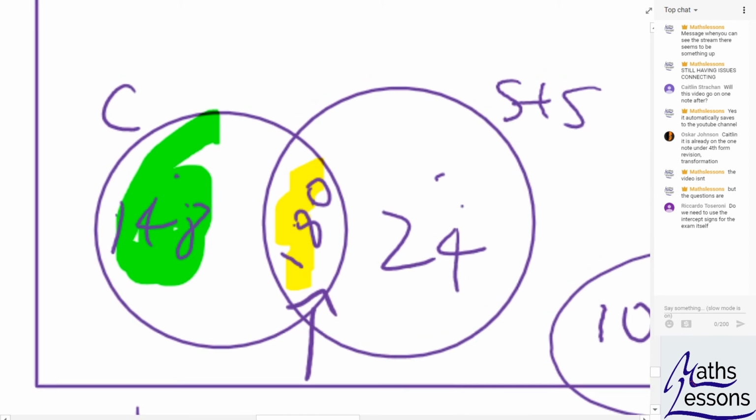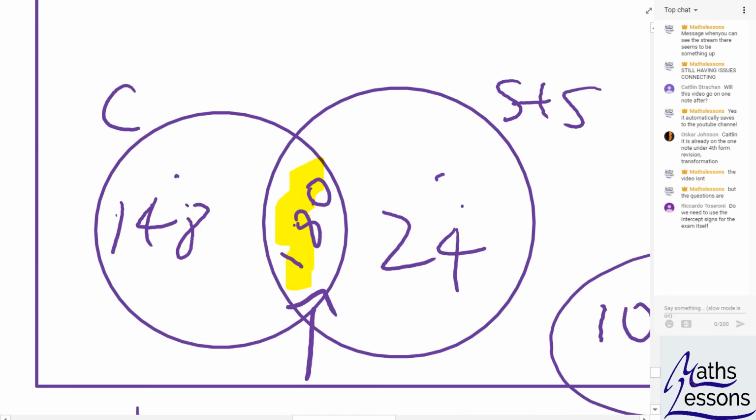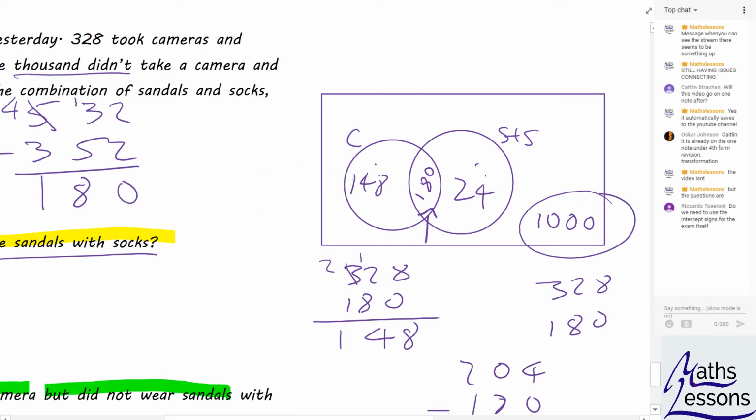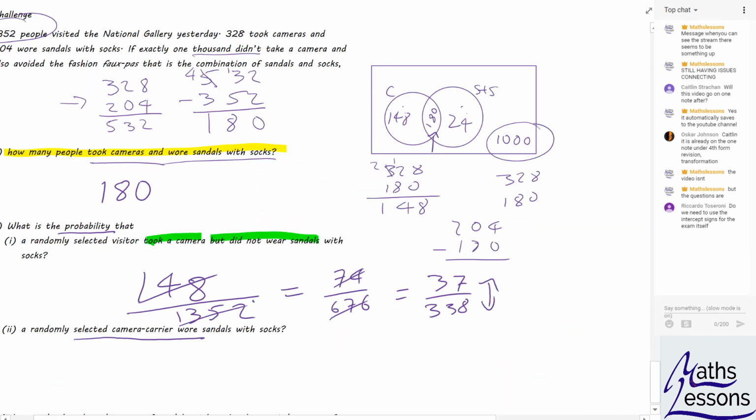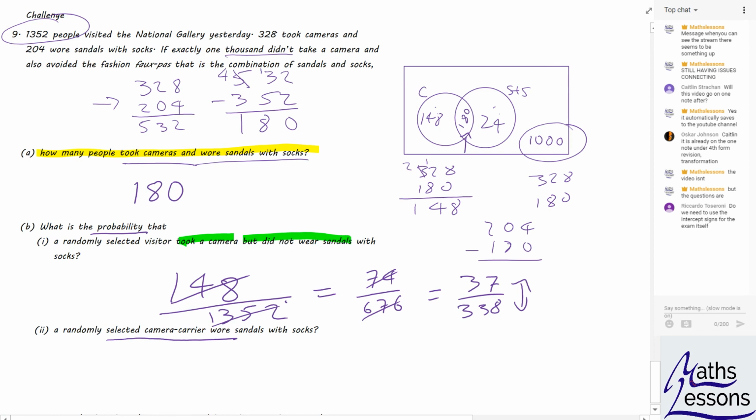I'm just going to zoom in on here so I can rub some of these colours out without ruining it. So we know they're a camera carrier already. Right, so this is called conditional probability. We know they're a camera carrier already, so we know we're in this region. So there are 328 camera carriers, and we're just looking at, out of those 328, who wore sandals with socks.